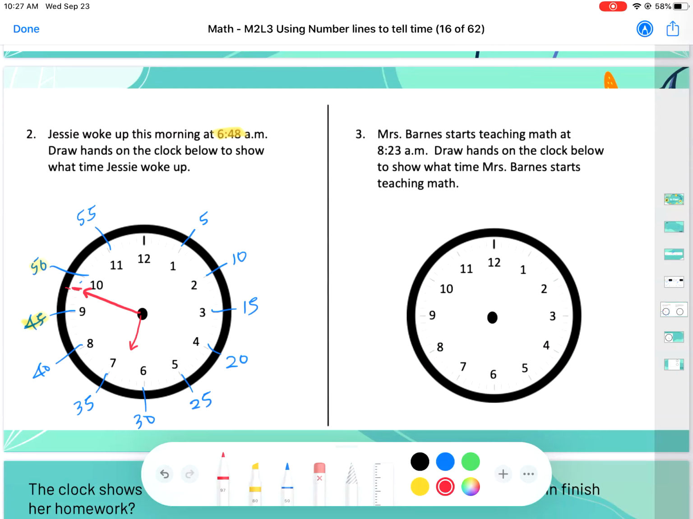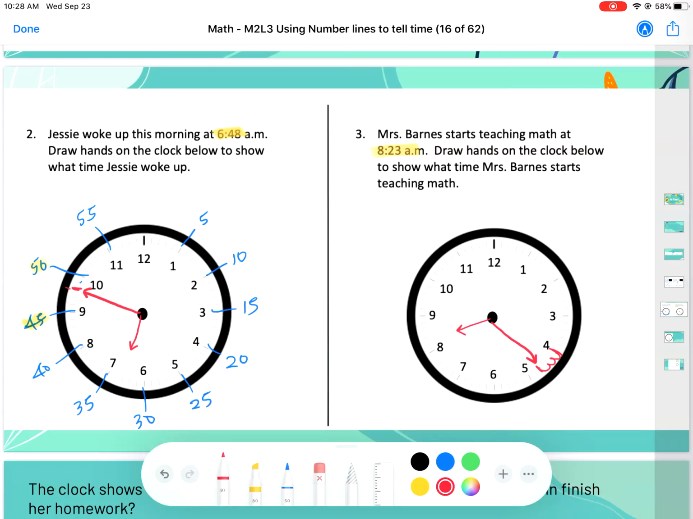And now I'm gonna do my question number 3, which is: Mrs. Burns starts teaching math at 8:23 a.m. Draw hands on the clock below to show what time Mrs. Burns starts teaching math. So once again, I'm gonna start with my longhand, which is about here. So this is 20, 21, 22, 23. So here is my longhand, and it didn't pass half, so it should be closer to 8. It's about somewhere here.